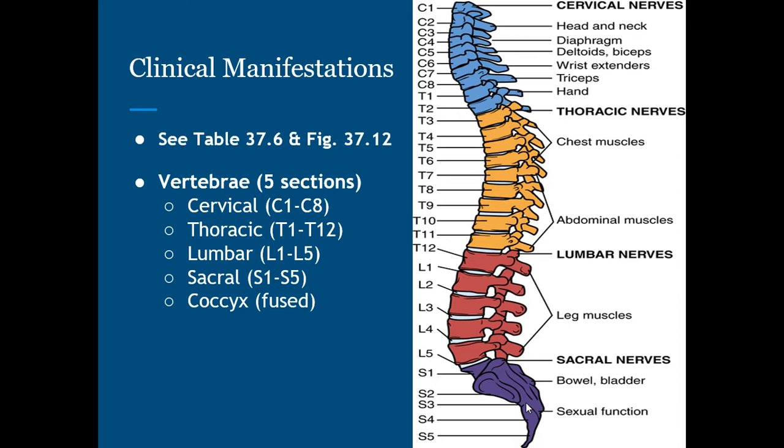So table 37.6 on page 820 shows you an image of a comparison of a normal and herniated disc. It's something just to look at to get a clearer image of what it looks like, another cause of nerve damage. And then figure 37.12 on page 832 is similar to the above image, and it shows the spinal cord injury level.